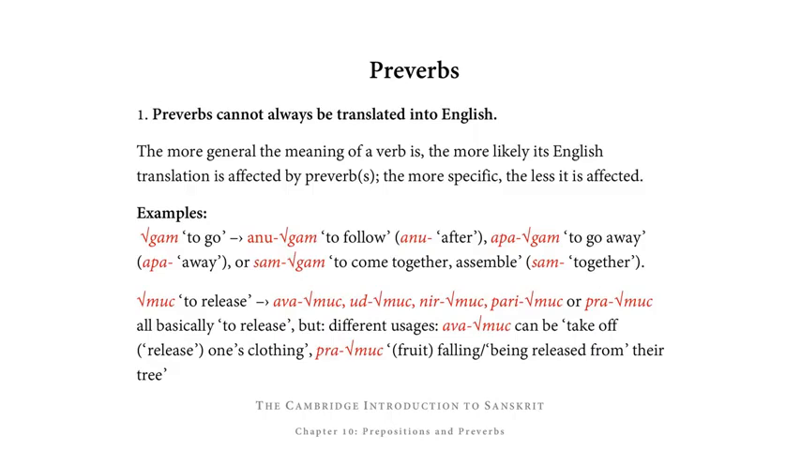The reason why we have these different compound verbs, these different combinations of preverb plus muc, though, is because some of these verbs will have slightly differing usages. So avamuc, which basically means still to release, can be used specifically to mean releasing one's clothing, and there we would then use a completely different translation in English. We would say taking off one's clothing. Another example, pramuc, can just again mean to release, but it can specifically refer to fruit being released from their tree, and that again we wouldn't translate literally, but we would translate it quite differently, namely as fruit falling from a tree.